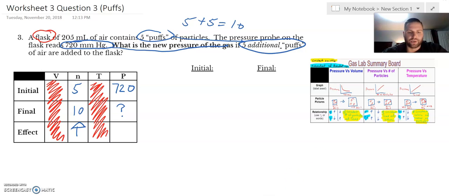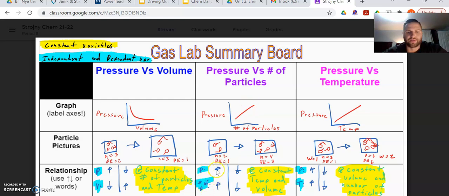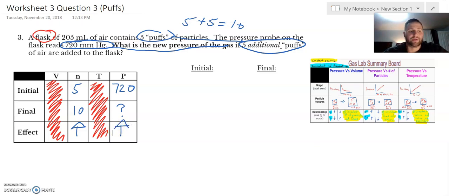We will think of this setup as we look at our gas lab summary, and let's pull that up so we can look at some relationships. The column that we are currently interested in is pressure versus number of particles. At the bottom, it tells me that there's a direct relationship between pressure and number of particles. When one goes up, the other must go up. When one goes down, the other must go down. So if we reference our table, we notice that the number of particles increased. That means that the pressure also needs to increase.